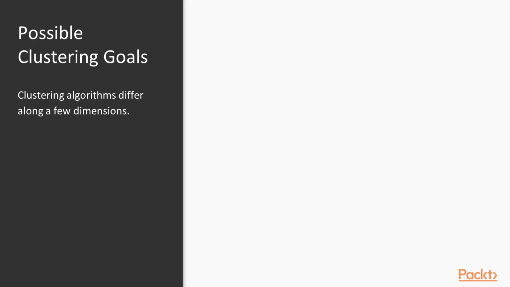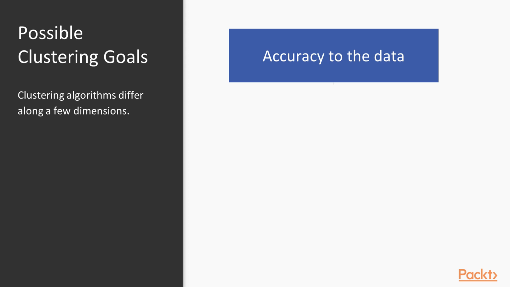So there are a number of things that you might be trying to do when you cluster. The first thing is that you want the clustering to be an accurate representation of the data. If I group, for example, all of the points together, and then I tell you the average of each of the dimensions, this might actually be highly inaccurate. There may be no points in the dataset that have those exact properties.